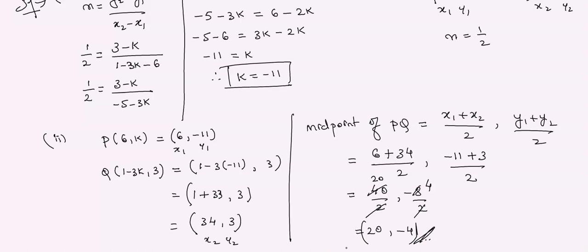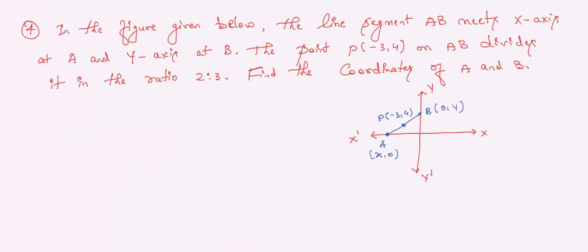Yes. Done? Now let me solve the next problem. Observe here students, the next problem. In the given figure below, the line segment AB meets the x-axis at A and the y-axis at B. The point P(minus 3, 4) on AB divides it in the ratio 2:3. Find the coordinates of A and B.